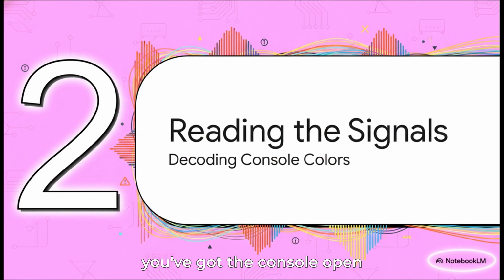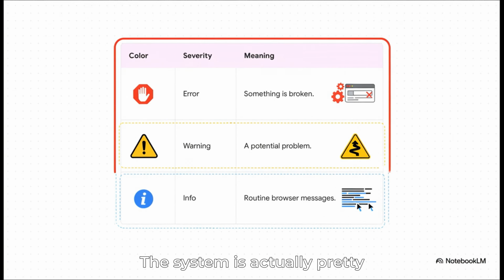Okay, now that you've got the console open, you might see a bunch of text. It can look kind of intimidating, I get it, but don't worry about understanding every single word. The very first step is just to look at the colors. The browser uses a super simple color code to tell you how serious a message really is. The system is actually pretty intuitive, kind of like a traffic light.